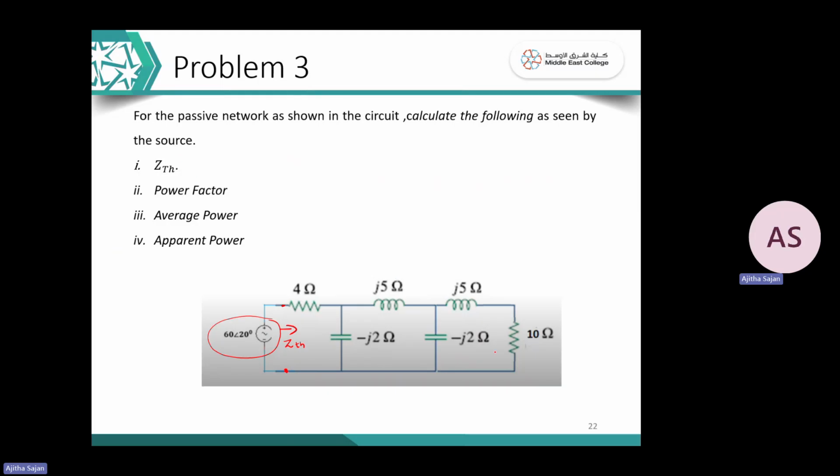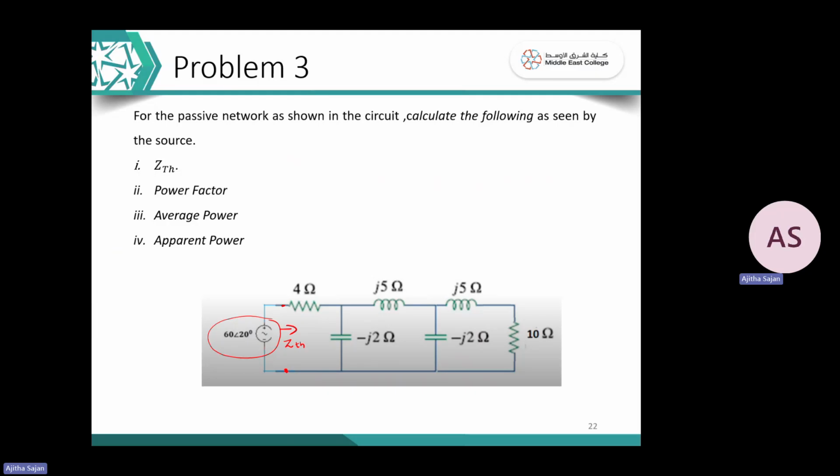Now let's do that, because you can see that 10 and 5 are both in ohm. So you could take the same concept of resistance, how you take series and parallel. This j5 ohm and 10 ohm are in series, so you should add these two. 10 plus j5 will come in parallel with this capacitor. Then that all will come in series with this j5 ohm. That much will come in parallel with this capacitor, and that all will come in series with the 4 ohm. This way you will calculate the ZTH.